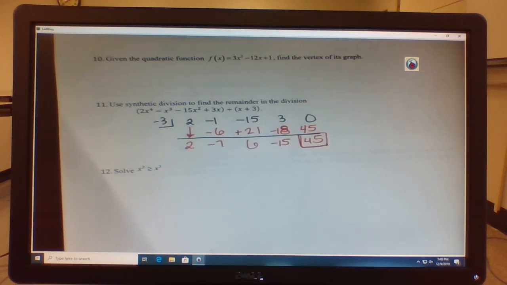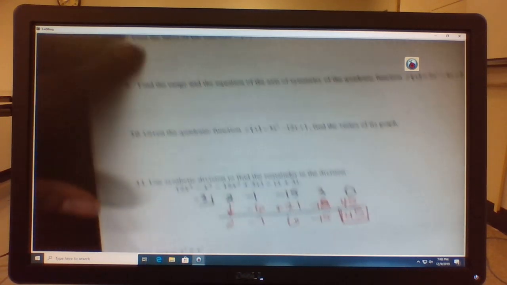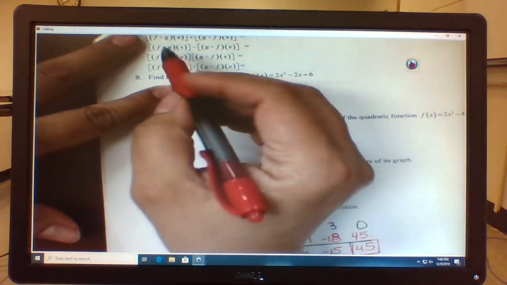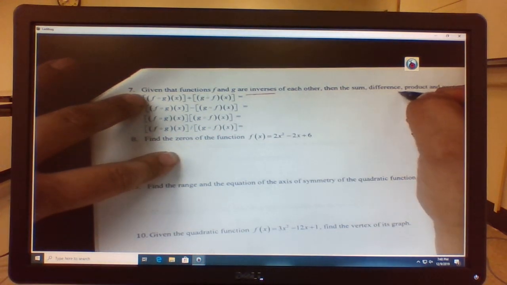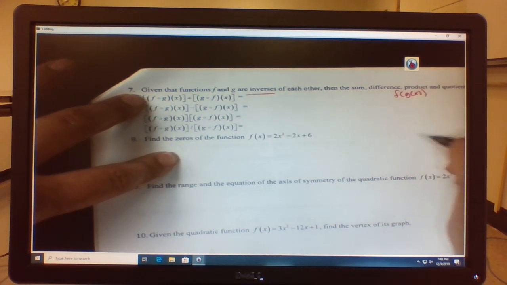Number 7, of course. Now, when we were doing inverses, and they were looking like this, we had to do some work, and we had to get functions, and we had to eliminate stuff, but at the very end, what would they equal?